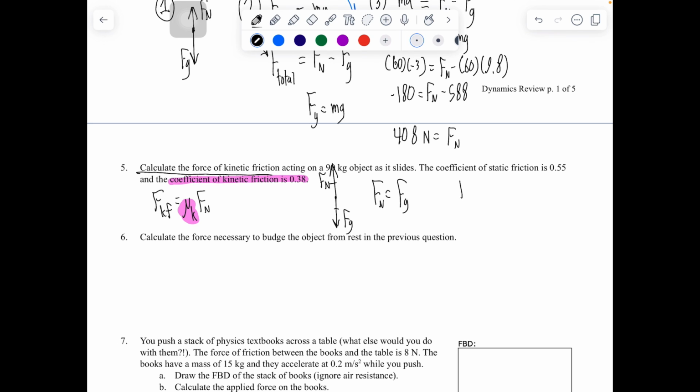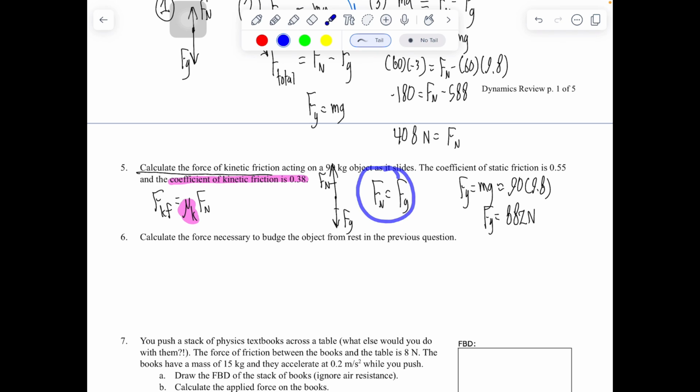Gravity is equal to m times g. So if we plug in our mass, 90 kilograms, and 9.8 for our g value, that gives you the force of gravity. 90 times 9.8. Okay, your force of gravity is 882 newtons. But we know your force of gravity is your normal force. So we can plug in for our normal force our 882.